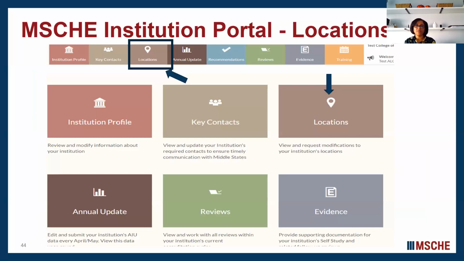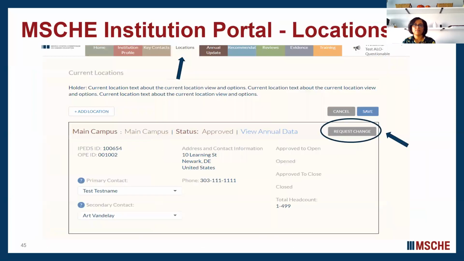And the second path is listed under locations. You can click on either. Again, you can click at the top or at the bottom in the portal. So if you would like to make changes to an existing location, such as close, relocate, or reclassify an additional location, go to that specific location and click request change.